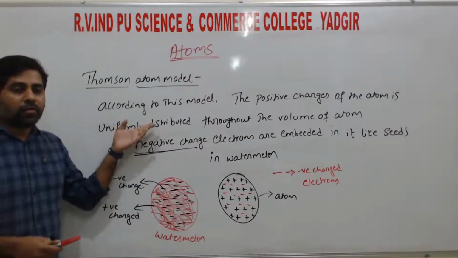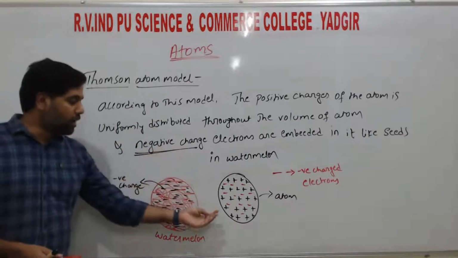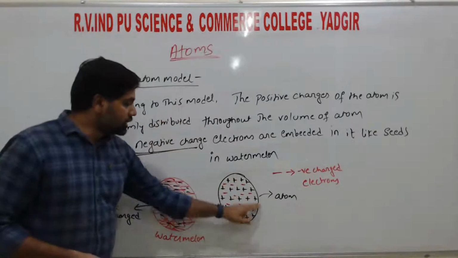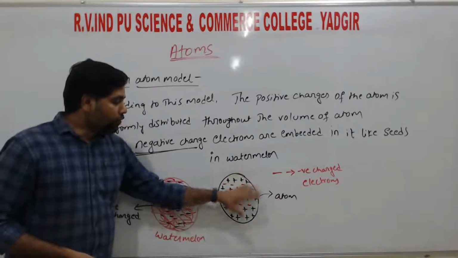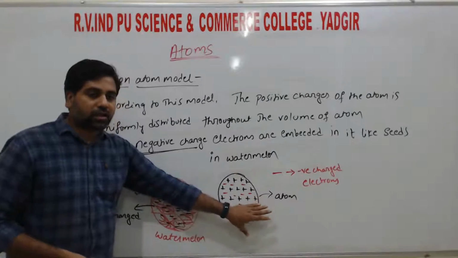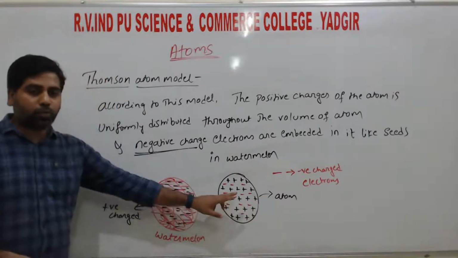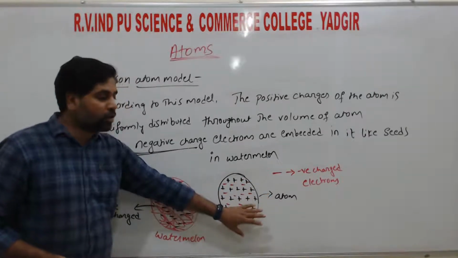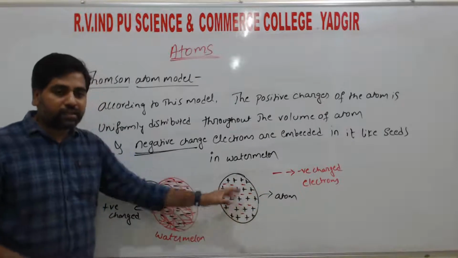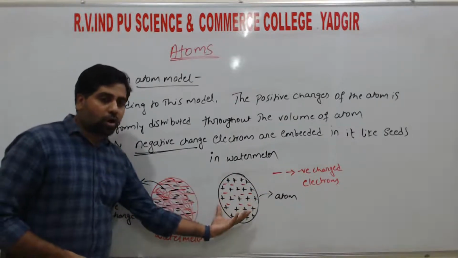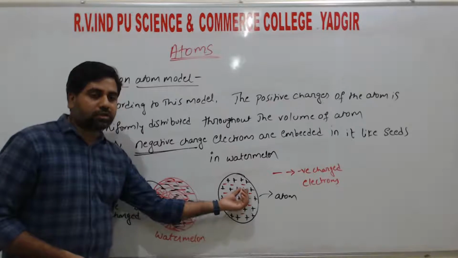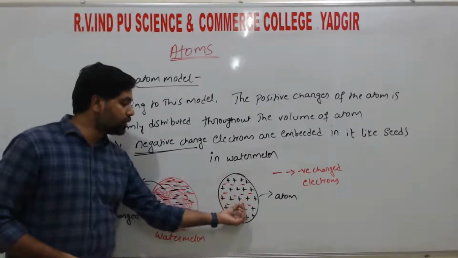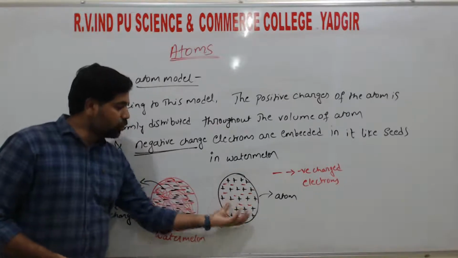So the first model explained by Thomson is compared to that of the watermelon, right? In this model, the positive charges in the atom are uniformly distributed throughout the volume of the atom. The atom is in a spherical shape. Throughout this volume, the positive charges are uniformly distributed, right? And the electrons are present in between these positive charges.